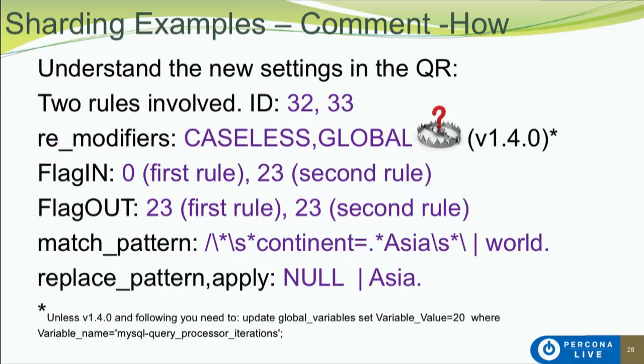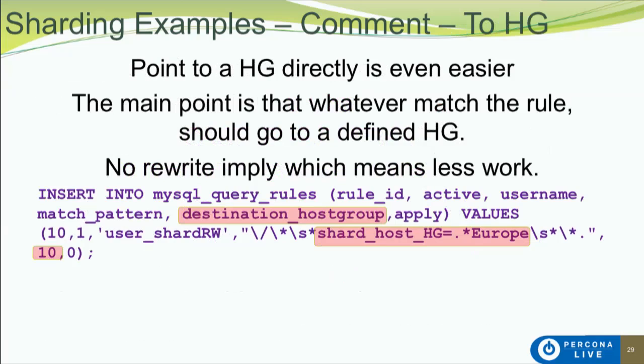Now, let's clarify a little bit better. So we have 2 query rules in cascade. We have the modifier that is caseless and global. I already explained the trick here about the version. Then flag in 0 in the first query rule, the flag out will be 23, while the second query rule will have 23 as flag in and 23 as flag out. The match pattern for the query rules will be continent, Asia, and then the second rule will have the pattern. So it's very simple. It's just that.